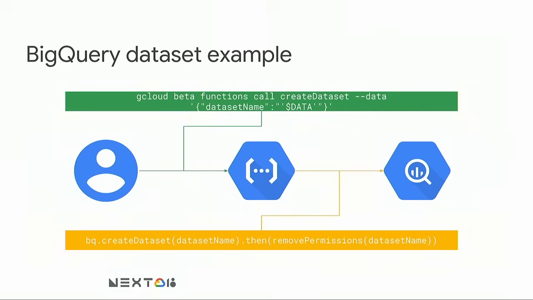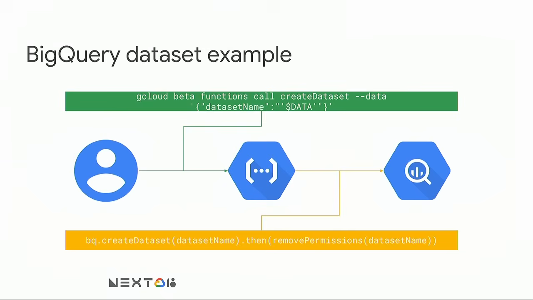And what the cloud function does is, rather than the user making a gcloud command to create a BigQuery dataset, they make a gcloud command to the cloud function. The cloud function goes and creates the BigQuery dataset, and it fixes the ACL on the resource so that no one is the owner of it. There's only editors. And then it just returns a response to the user.